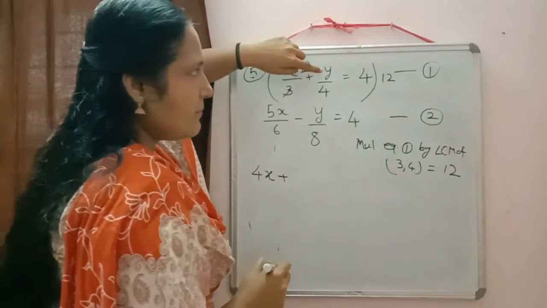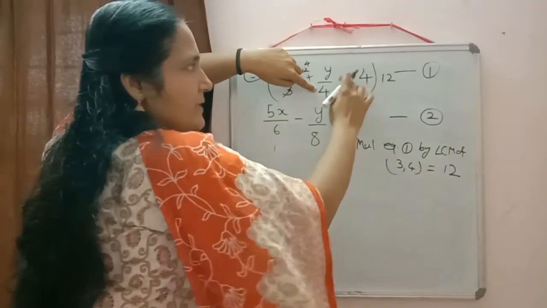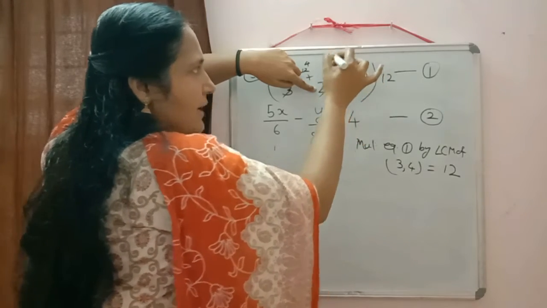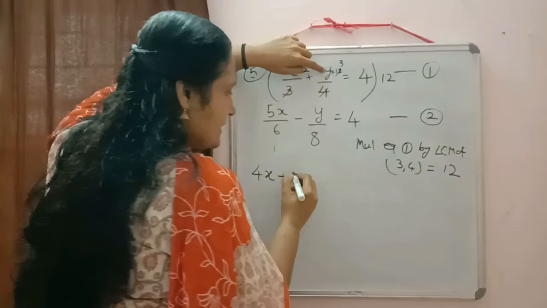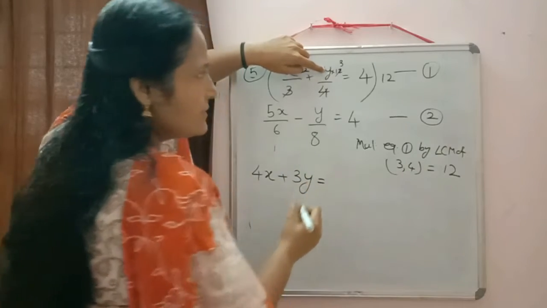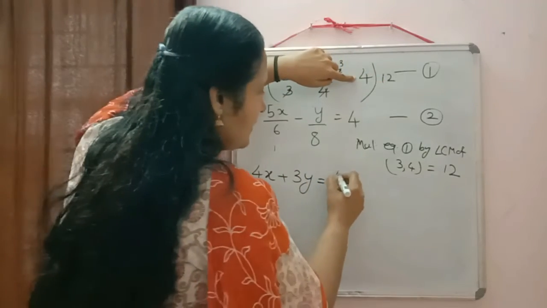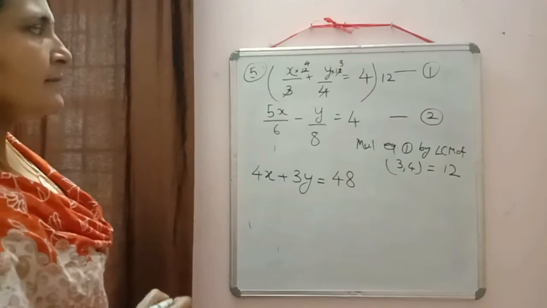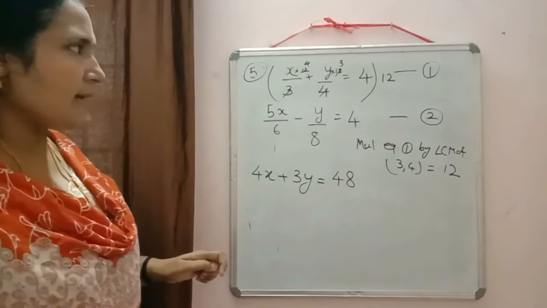Plus in the same way, y by 4 will be multiplied by 12. So if you write 12 here, you can cancel it by 4. That's why we are taking the LCM there. 3y is equal to 12 into 4, which will be equal to 48. 12 4s are 48.